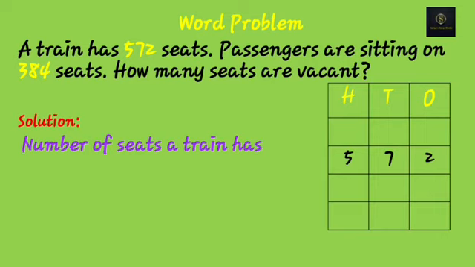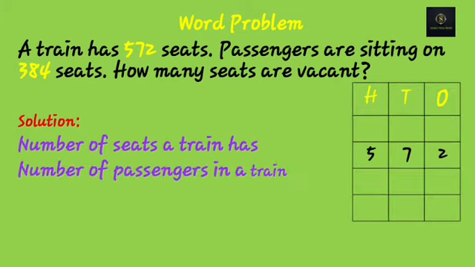That is 2 in the ones column, 7 in the tens column and 5 in the hundreds column. Now, which is the next number? Yes, 384. But what is 384? Number of passengers sitting. So, our next statement will be number of passengers in a train. That is 384. So, here I place the number 384 in their respective columns. That is 4 in the ones column, 8 in the tens column and 3 in the hundreds column.